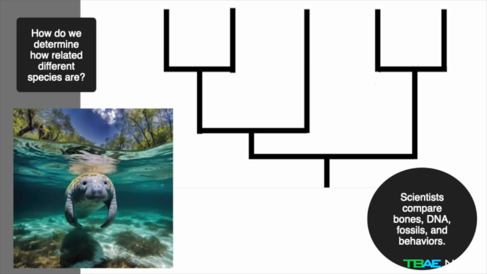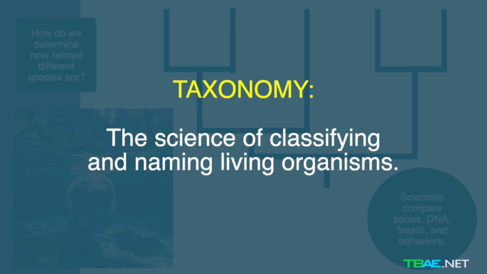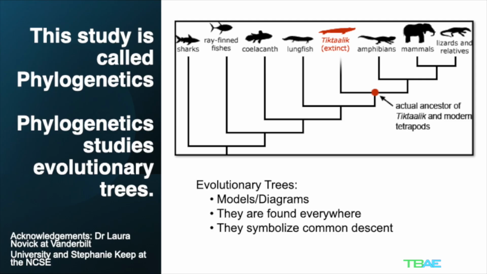So today we're going to make what's called a cladogram. We're kind of addressing a misconception in evolution. This is like a family tree. And this is how we determine how related species are to each other. So this study is called taxonomy, but it's also called phylogenetics. And in phylogenetics, we study evolutionary trees. We look at things like DNA. We look at things like fossils. We look at the history of the organisms, their actual structures, and we build a tree.